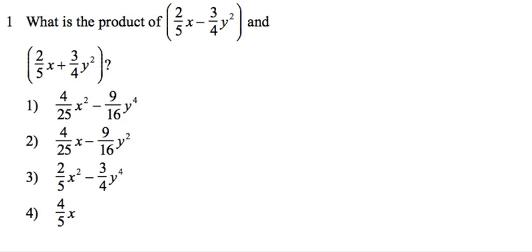Hello, so we'd like to look at June of 2012 Algebra 2 questions together. So the first one, number 1, what is the product of this expression and the second one? As you can notice, they look about the same except this one has a negative sign, this one has a plus sign. How are we going to do this?